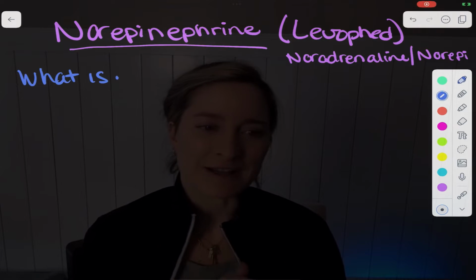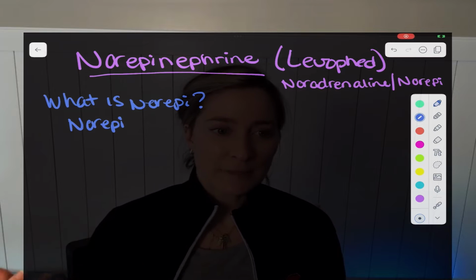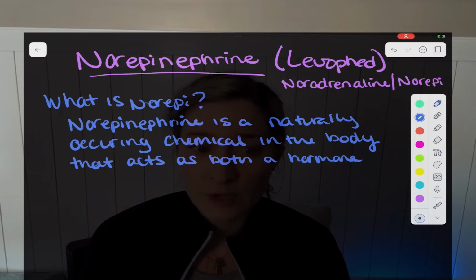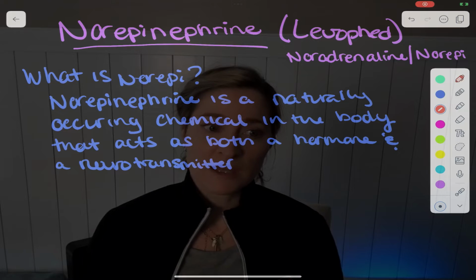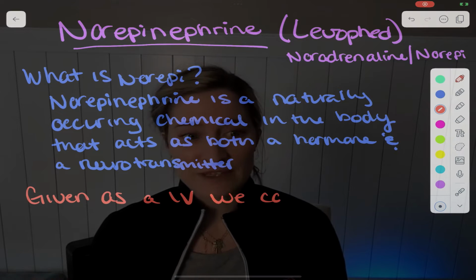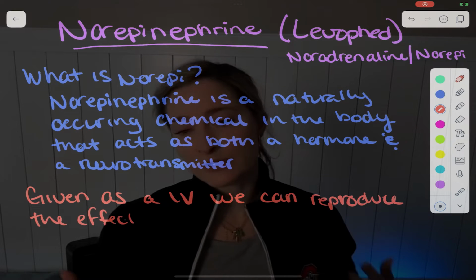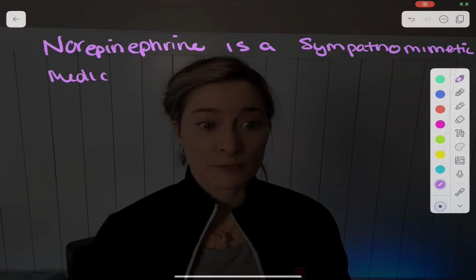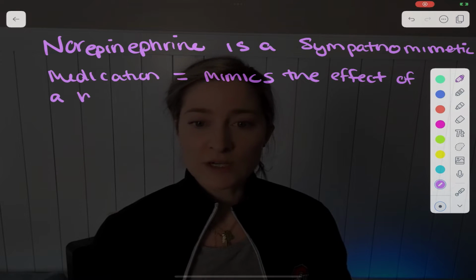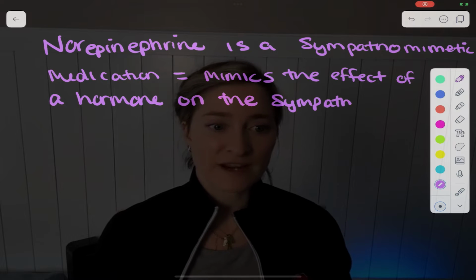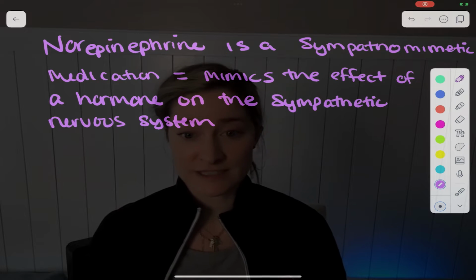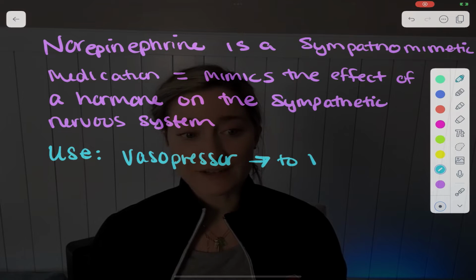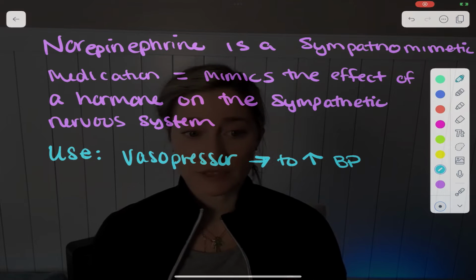All right, so what is norepi? Norepi is a naturally occurring chemical in the body that acts as both a hormone and a neurotransmitter. When it's given as an IV medication, we can reproduce these effects. It's also considered a sympathomimetic medication, which essentially just means that it can mimic the effects of a hormone on the sympathetic nervous system. We use it primarily as a vasopressor to increase blood pressure.